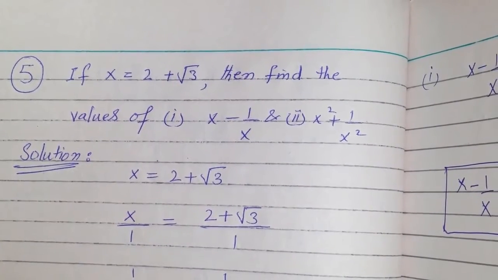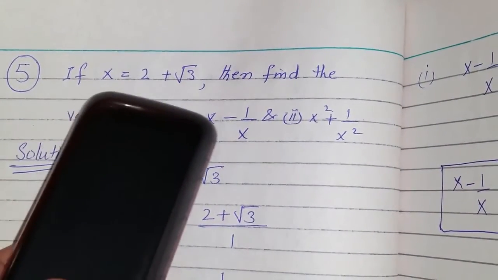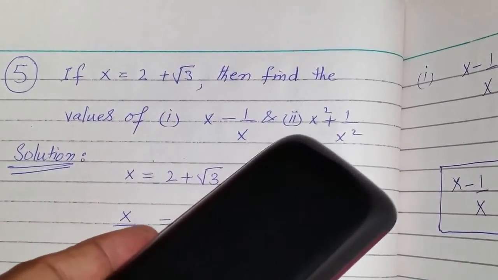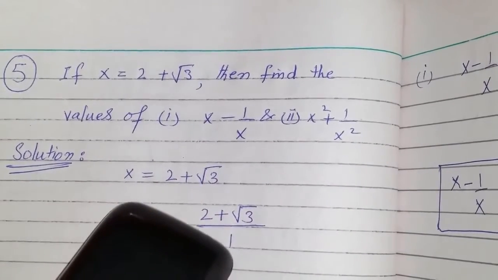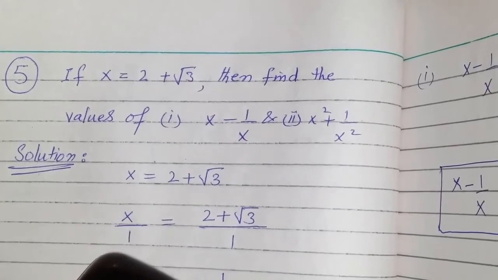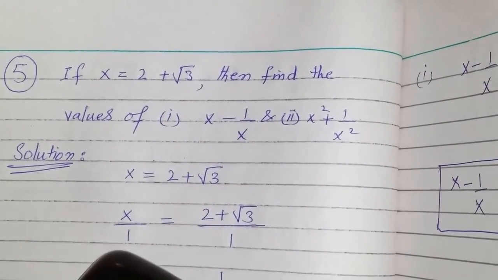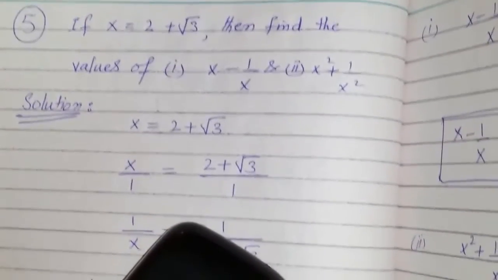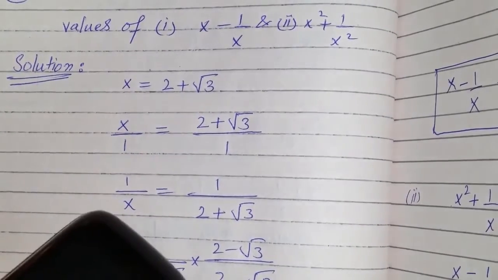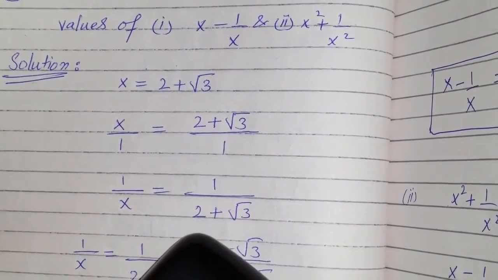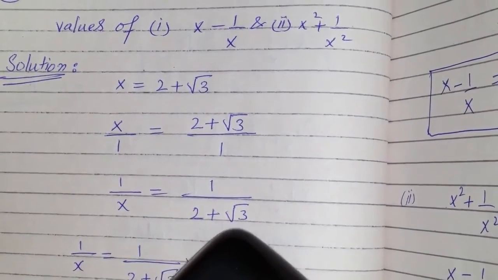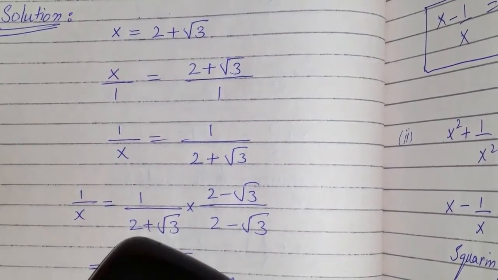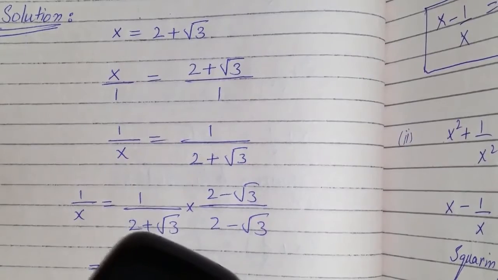Here we have, if x equals 2 plus square root 3, then find the values of x minus 1 over x, x square plus 1 over x square. Again, applying the same technique, I can divide this x by 1 and 2 plus square root 3 by 1. Then I can invert these values, that is 1 goes up and x goes down, 1 goes up and 2 plus square root 3 goes down. Now I can rationalize it by taking the conjugate surd of the denominator term.